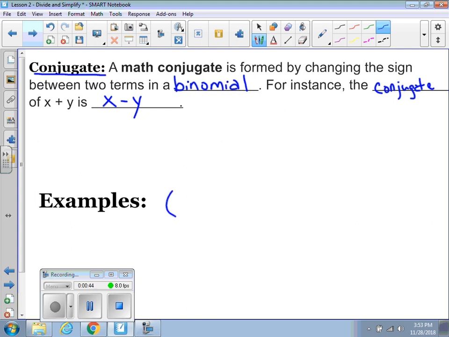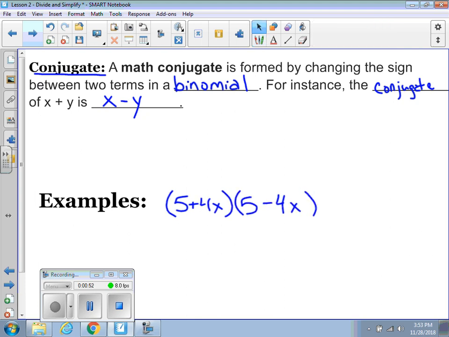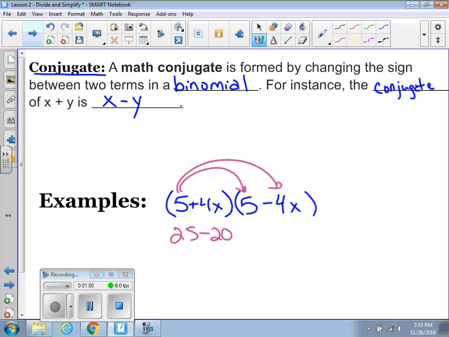If I have, say, 5 plus 4x, then my conjugate is 5 minus 4x. The conjugate really takes away your middle term. 5 times 5 is 25. 5 times negative 4x is negative 20x. 4x times 5 is 20x, and 4x times negative 4x is negative 16x squared. Notice your middle two terms of negative 20x and 20x are going to cancel each other out. That leaves you with 25 minus 16x squared.